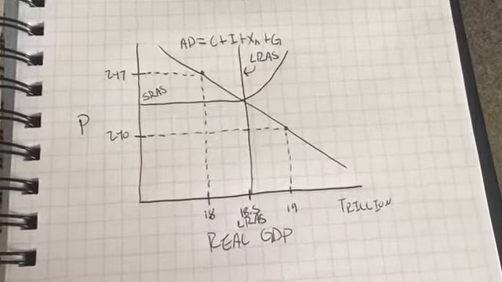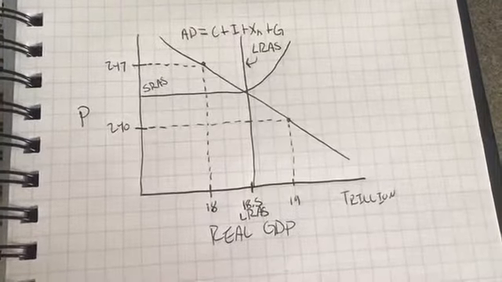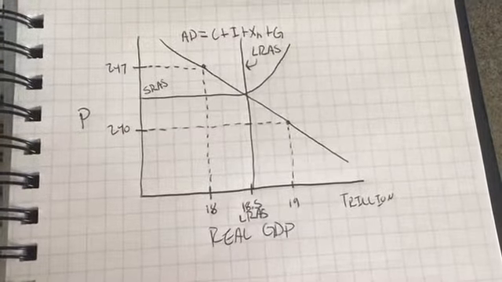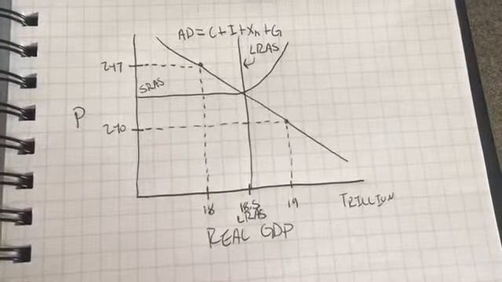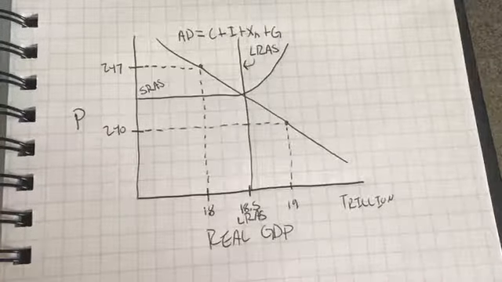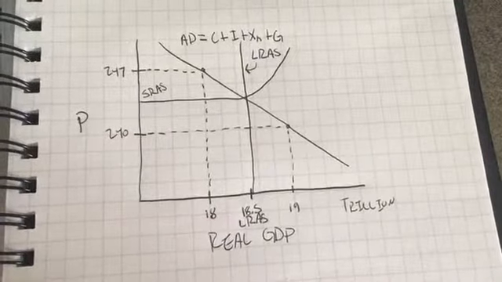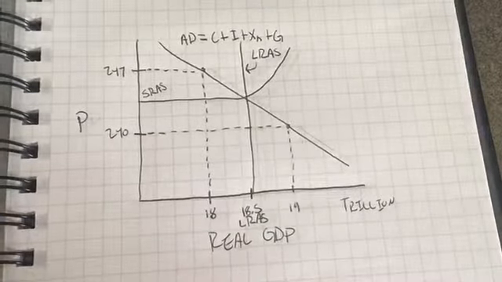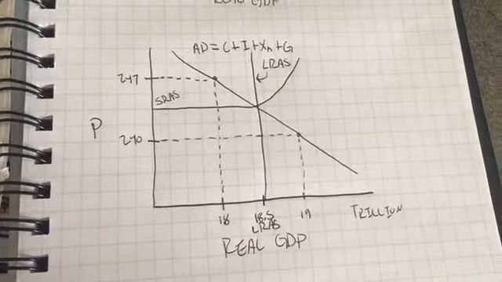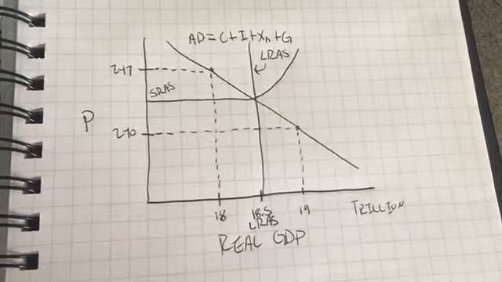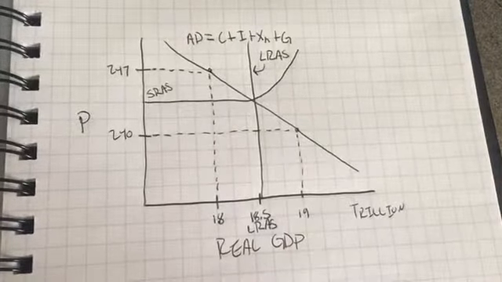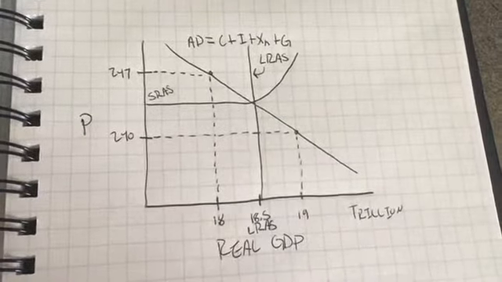G, or government spending, relates government purchases to the level of income in the economy. Government spending equals 2.9 trillion in this case. XN, or net exports, shows the relationship between net exports and the level of income in the economy. In our case, net exports equals negative 0.6 trillion.